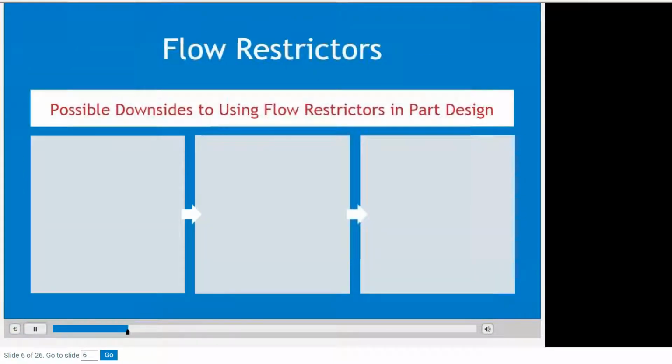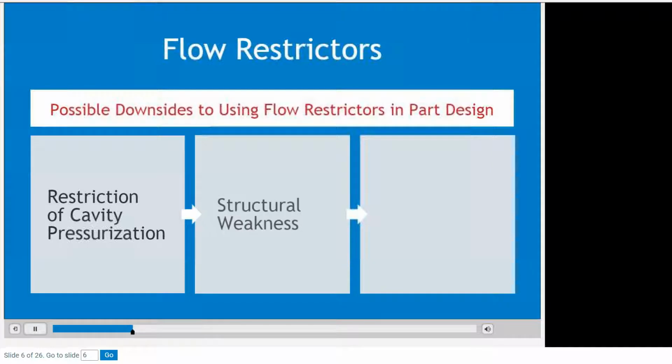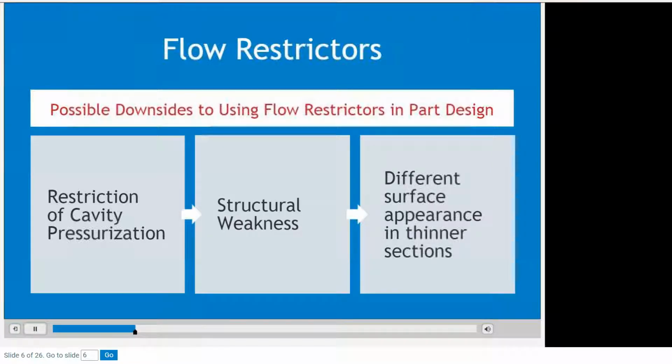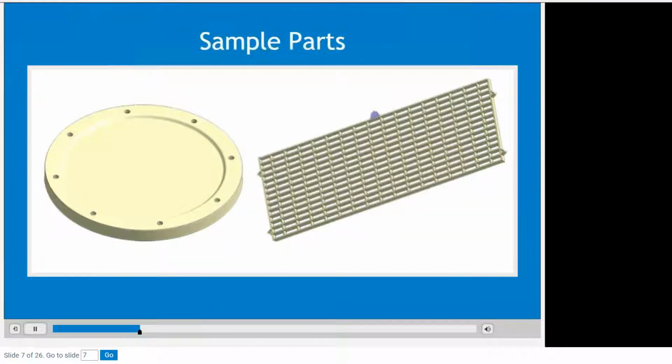There are potential downsides to using flow restrictors in part design. For example, the restriction of cavity pressurization can lead to structural weakness and a different surface appearance in thinner sections. In this lesson, we will show how flow restrictors can eliminate an air entrapment condition on a cover part, and then show how to optimize the flow pattern in a structural grill part. Very simple geometries, okay? Because if you understand the principle of a flow restrictor or a flow leader, you can adapt this principle to any kind of complex part design. But it's always very important to understand it on a simple part before you try to attempt this in a complex part.